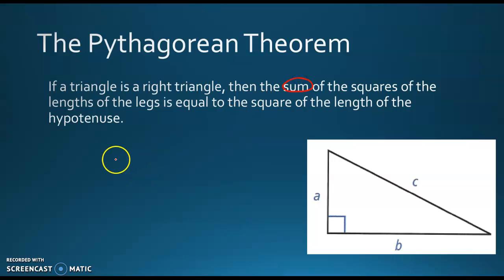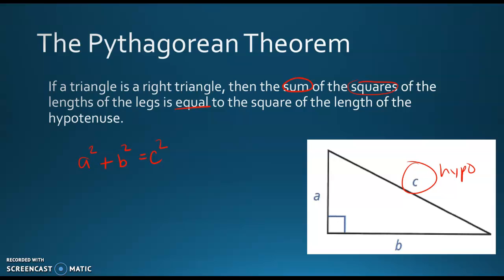Sum, we should know that sum means that we're adding, of the squares of the lengths of the legs. So we're going to call one of the legs A, and squares means we're squaring it. Got A squared and B squared is equal to the square of the length of the hypotenuse. So here's my hypotenuse, hypo, and so c squared. You have probably heard this before, a squared plus b squared equals c squared, or seen some memes making fun of math and talking about the Pythagorean theorem.